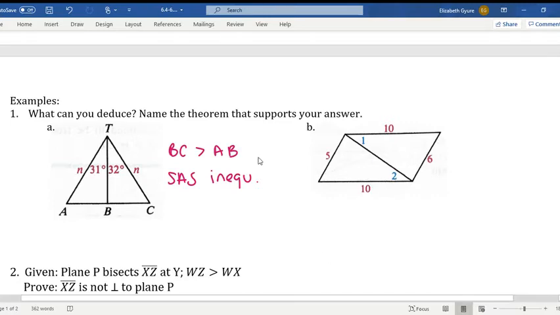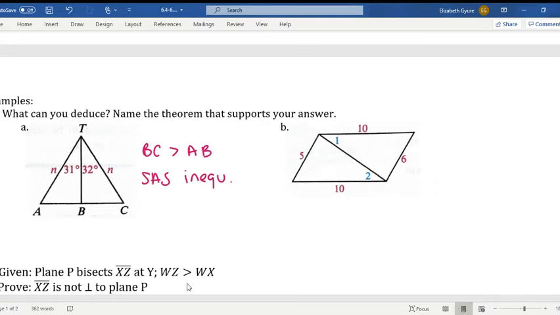Then if you take a look at B, we have our two triangles with two congruent sides because we have 10 and 10. So there's one set. And then we have our shared side in the middle. There's our second set. What this one's asking us for is, since it's giving us side lengths and not angle measurements, it wants us to deduce something about our angle measurements. So based on this diagram, any ideas of what we can deduce about our angle measurements?